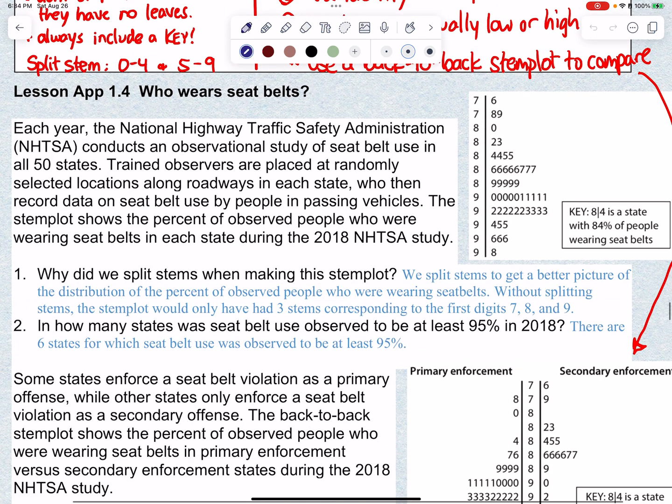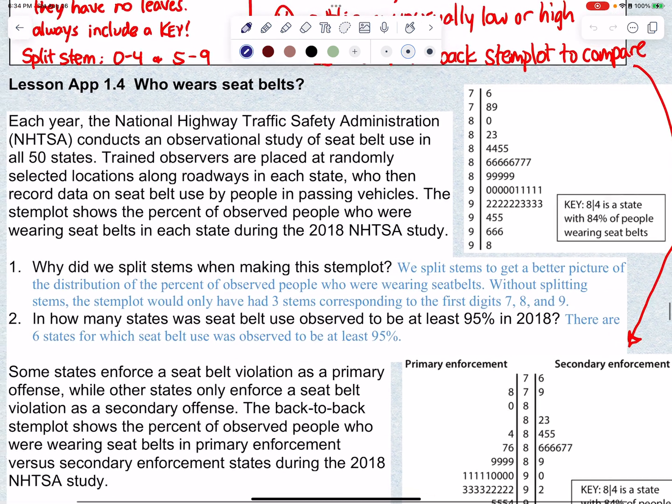But what we're going to do here is split the stems, because if I didn't split the stems, if you notice, and I split the stems, look at them, there's 1, 2, 3, 4, 5. So there are 5 split stems because the data was just too clumpy and it wasn't very easy to read.